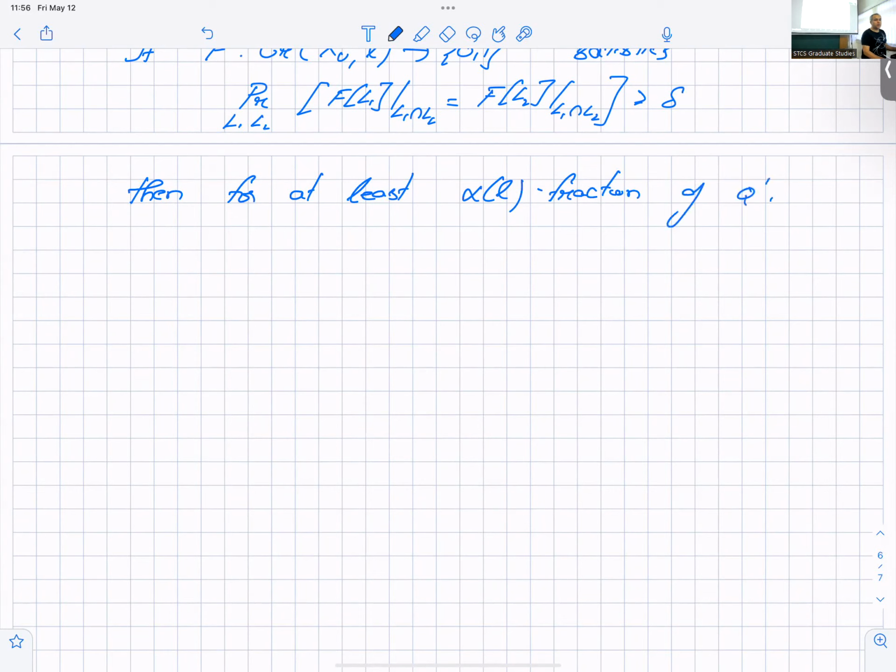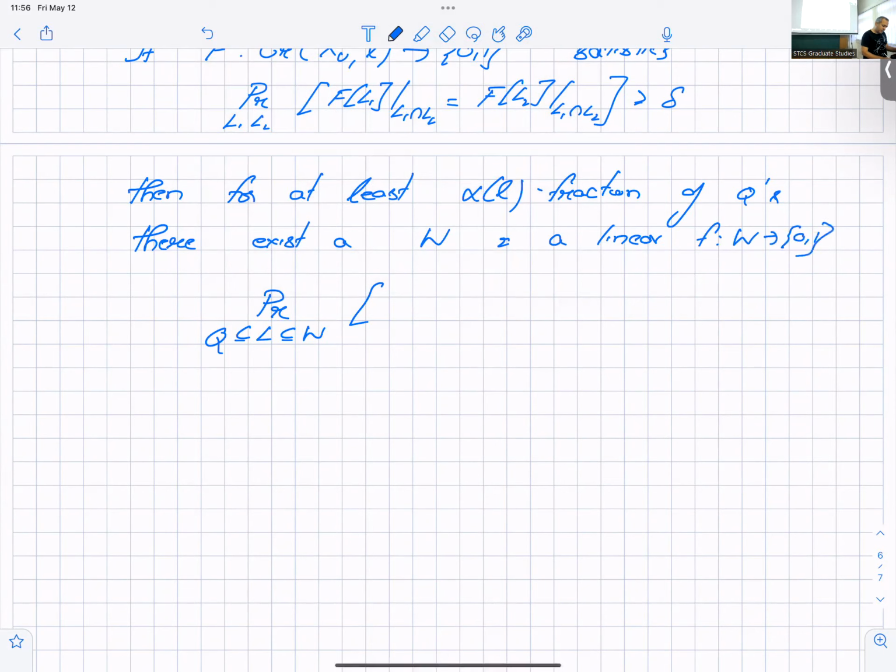of Q's. But if for alpha fraction of the zoom ins from below, there exists a W, that's a zoom from above, such that probability when you pick an N from Q, W, and there's a W and a linear function f on W, let's say f on W, a linear function from W to 0, 1, such that F restricted to L is F of L. That's it.